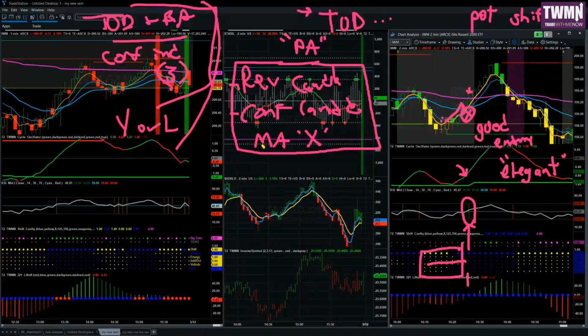Quick recap, how we went through this. Let's see, where can I write it? Here, look. Time of day. I looked for price action. What does that mean? Reversal candle, confirmation candle, and a moving average cross. Then I went to look at the indicators. I looked at the oscillator. I looked at the RSI. And then finally, the dots.